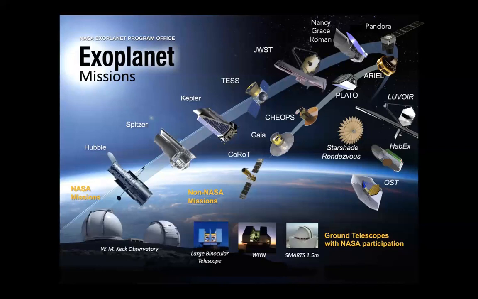And then looking beyond that, we have HabWorlds, which is the amalgamation of probably LUVOIR and HabEx. You have OST, which is living on kind of as PRIMA. And LUVOIR, HabEx, now HabWorlds is explicitly being built to look for habitable Earth-like planets. And they'll be launching in the 2030s or 2040s.